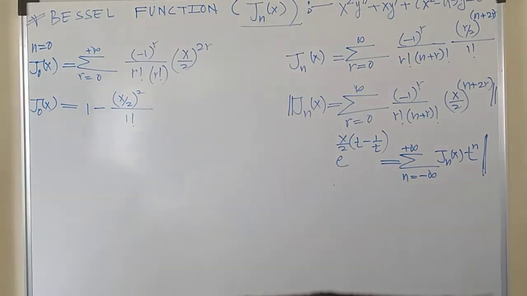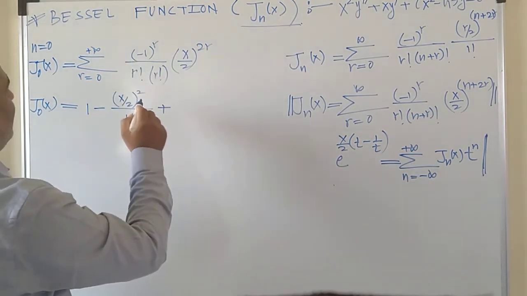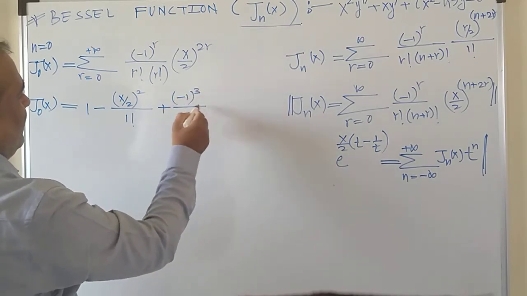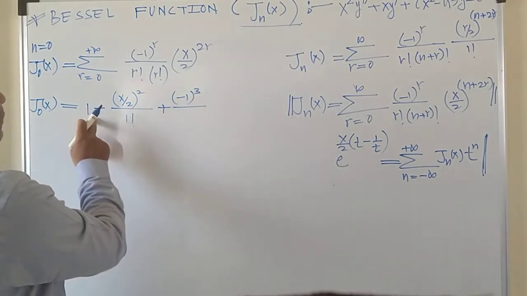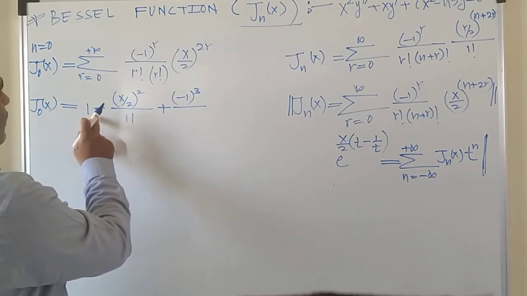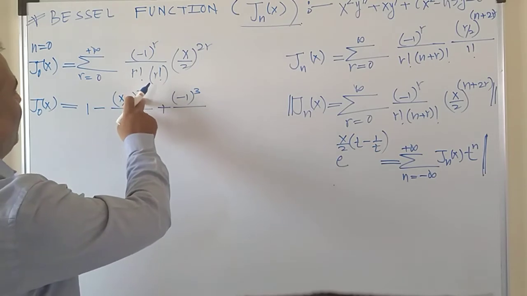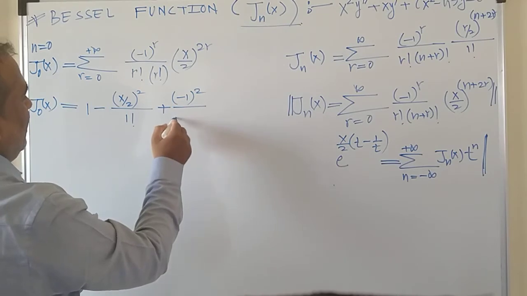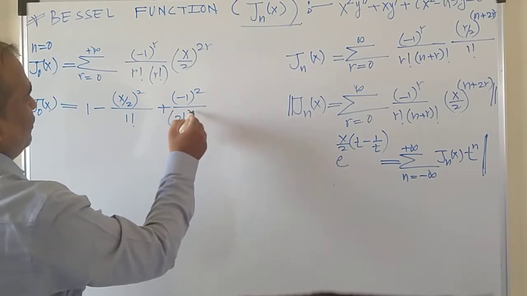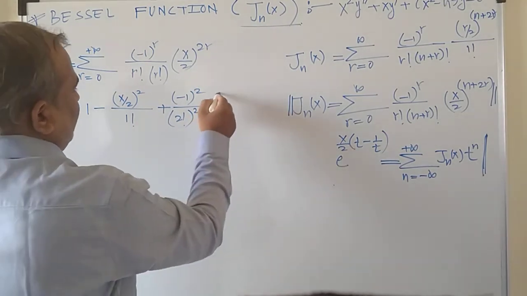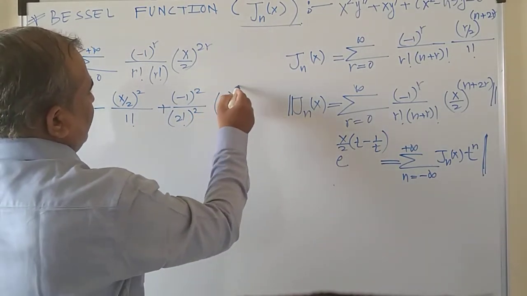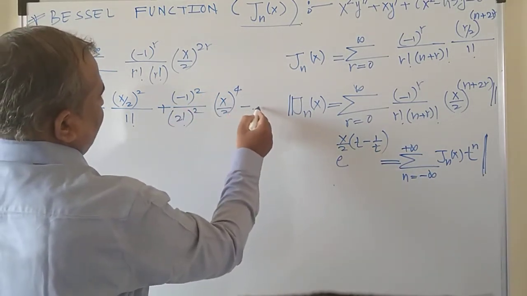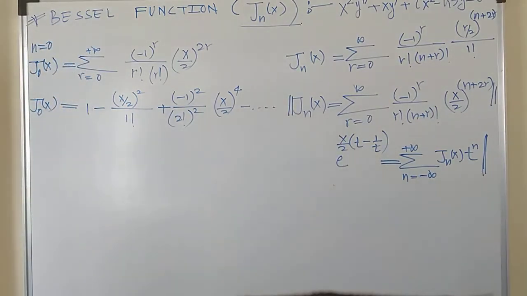Plus next is minus 1 raised to power 2, now putting r equals 2, upon 2 factorial into 2 factorial, so 2 factorial square, into x by 2 raised to power 4. Minus 1 raised to 2 means you will get the positive sign, and you will get the next relations in this way.